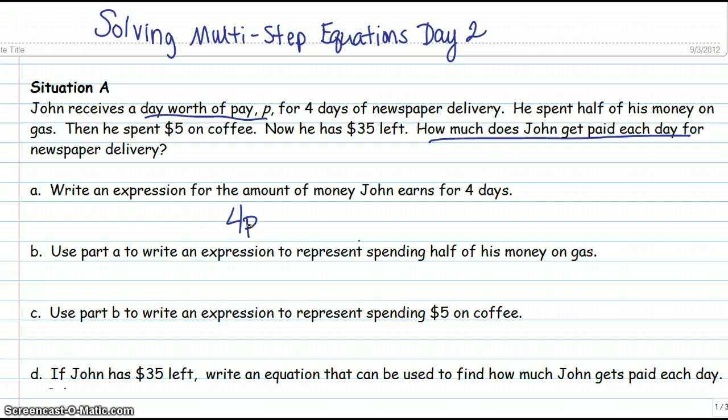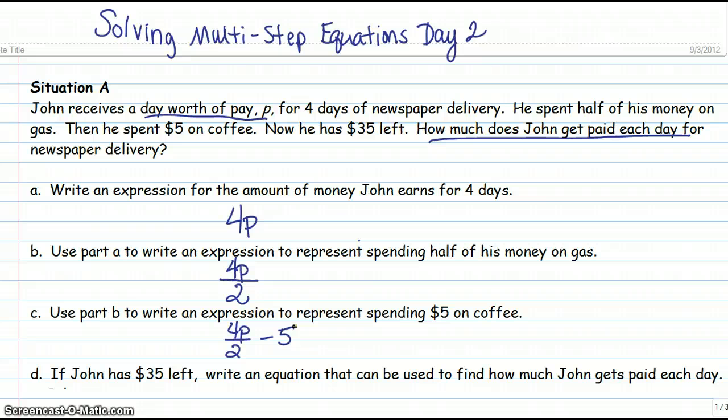Use part A to write an expression to represent spending half of his money on gas. John currently has $4P, but he's going to spend half of it. So let's divide it by 2, and that's how much he has left. Alright, use part B to write an expression to represent spending $5 on coffee. Well, right now he has 4P divided by 2, and if he spends 5 more, we're going to subtract 5.